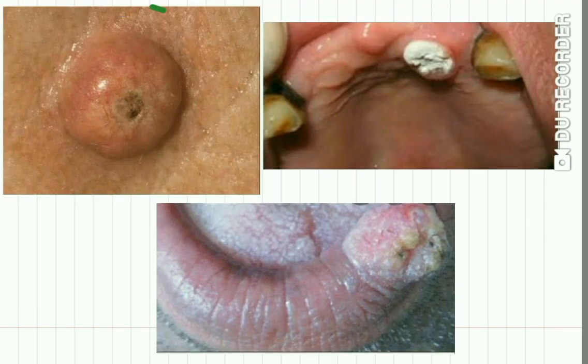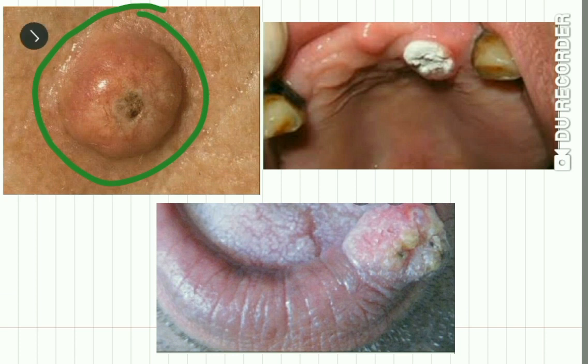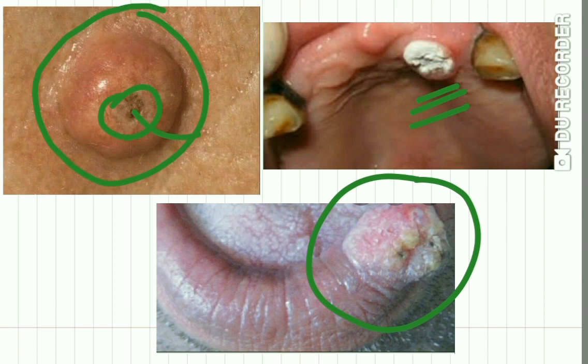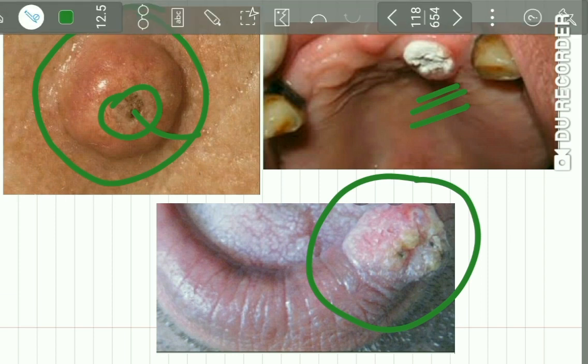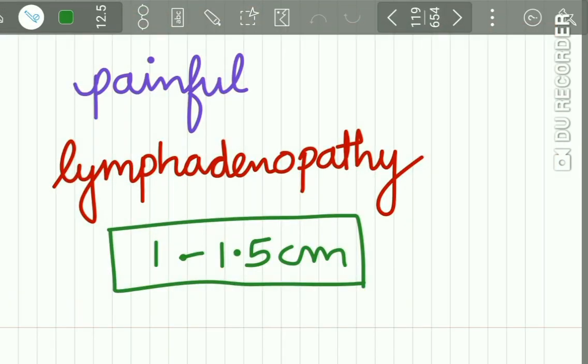So here you can see a solitary, shiny, firm, round, dome-shaped nodule with a central crateriform ulceration, and in the center you can see a keratin plug. This is a keratoacanthoma seen on the hard palate, and this is on the vermilion border of the lip. It mimics oral squamous cell carcinoma in clinical appearance.